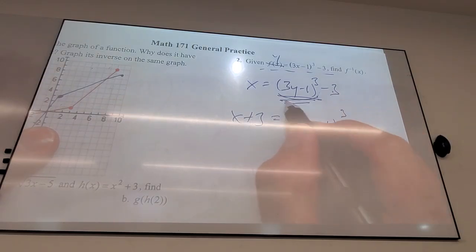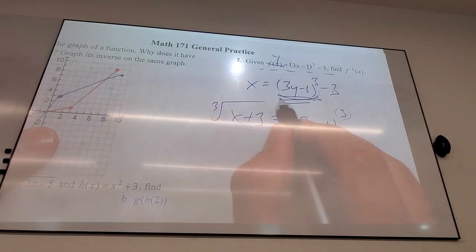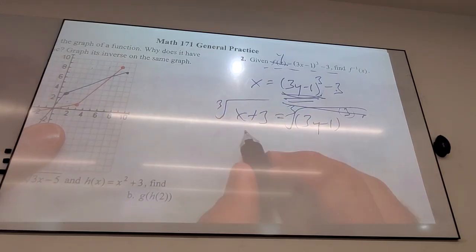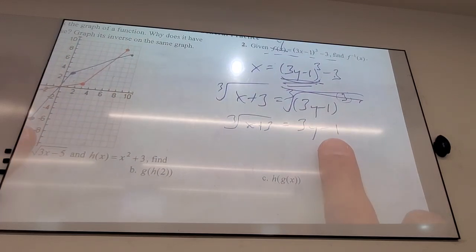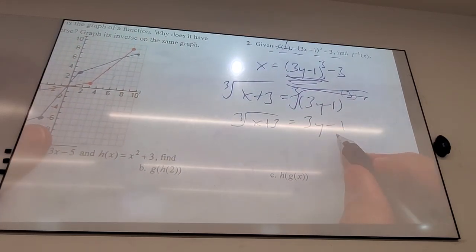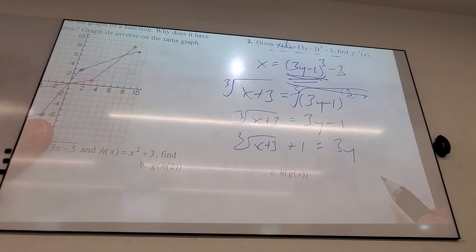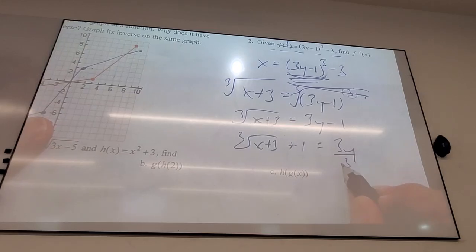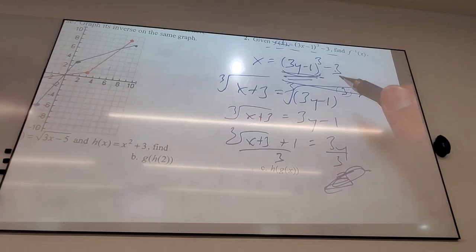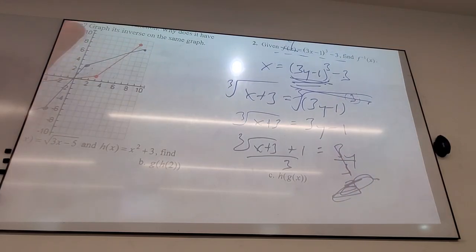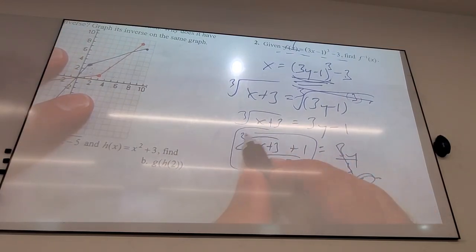Now that I've got this out of the way, how do I kill the cube? Cube root. And then I just kill the remaining operations. I would add 1. Divide by 3. So that makes it the quadratic. So this is the inverse.